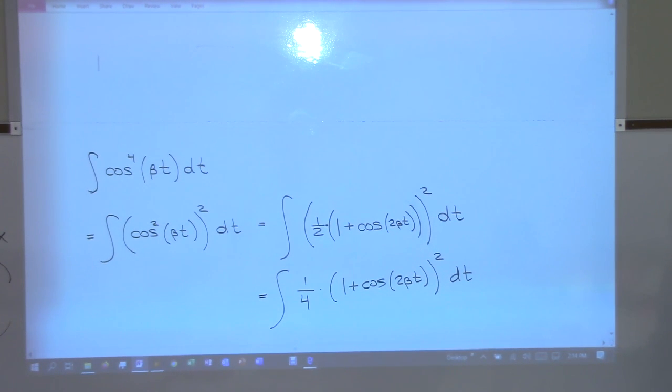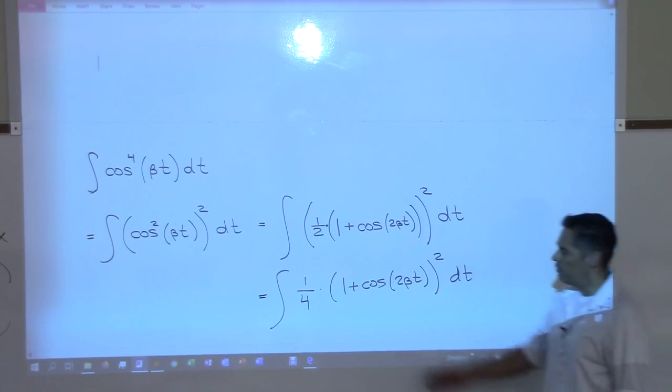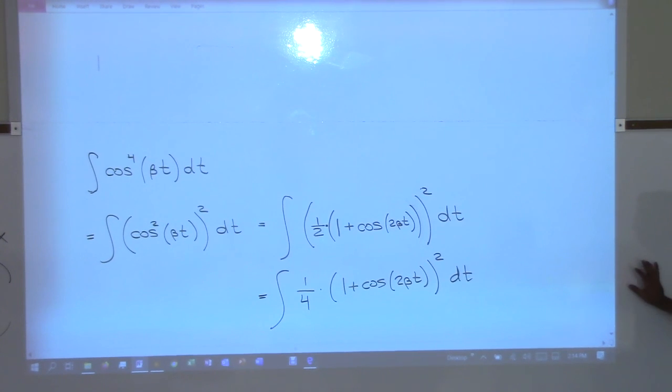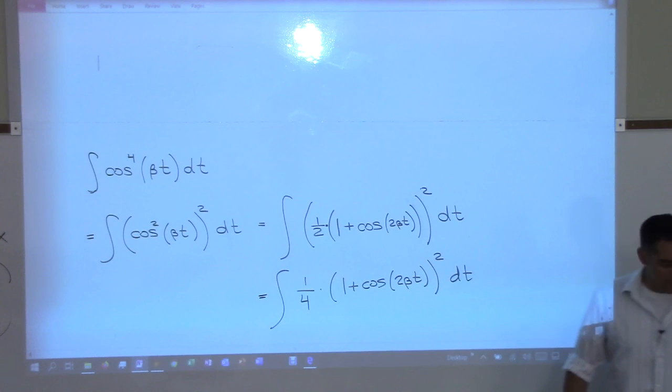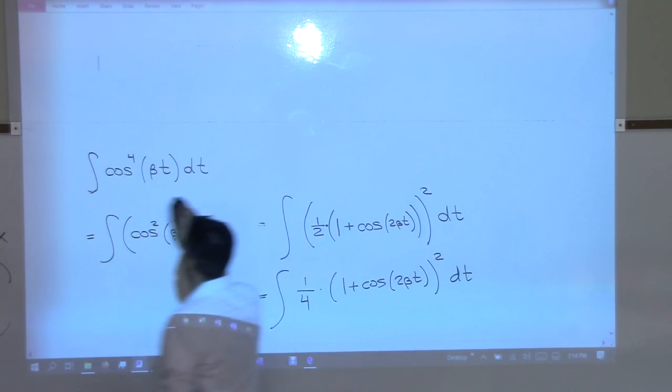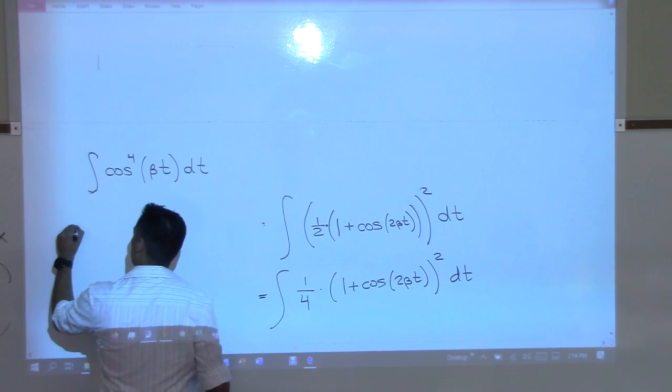Any questions there? Can the 1/4 come out? Yes. All right. But when we pull that 1/4 out, what's left, we still are kind of stuck. Let's see what it is.